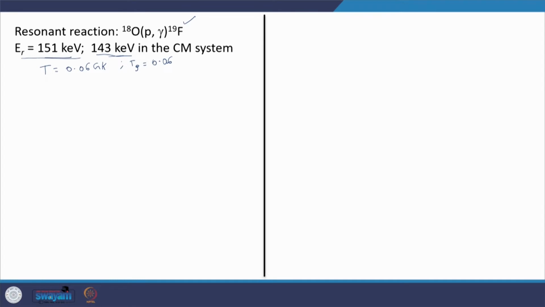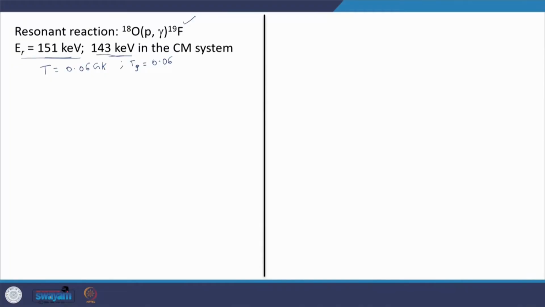Remember, whenever you perform any nuclear reaction experiment, you have to quote the corresponding temperature as well, because already you have seen many times the impact of temperature on the performance of any nuclear reaction. So, here the temperature considered is 0.06 gigakelvin, isn't it? So, I am considering here the 151 keV resonance in this reaction. For example, there is an error in the measurement.